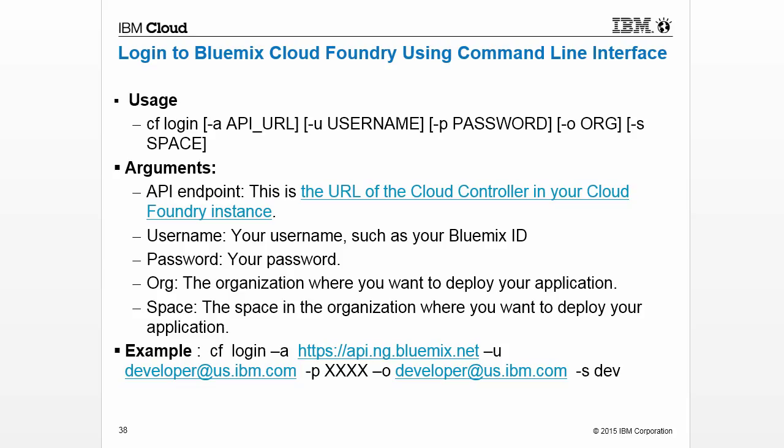The login command in the CF CLI version 6 has expanded functionality. In addition to your username and password, you can provide a target API endpoint, organization, and space. If not specified on the command line, the CF CLI prompts for usage and arguments.